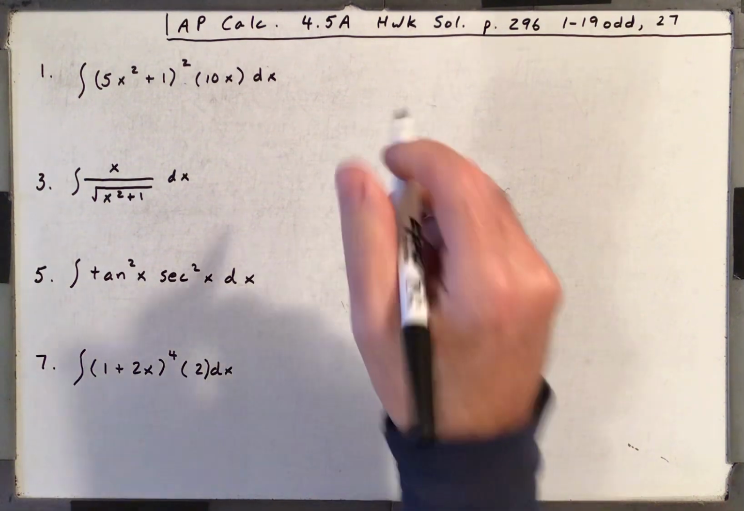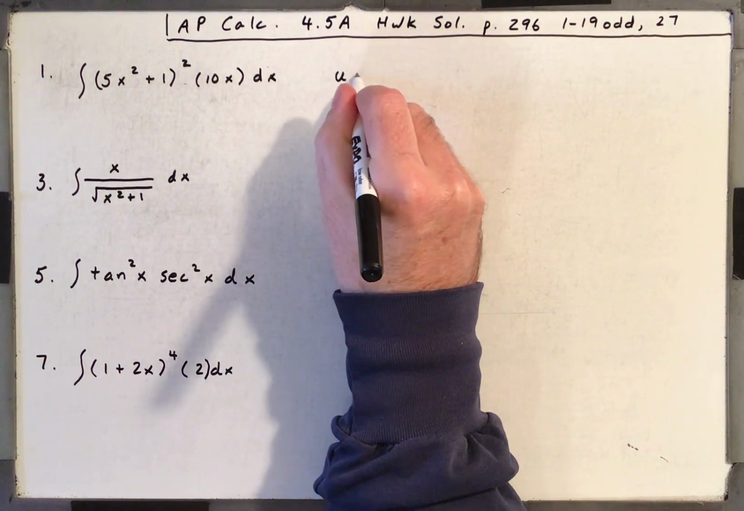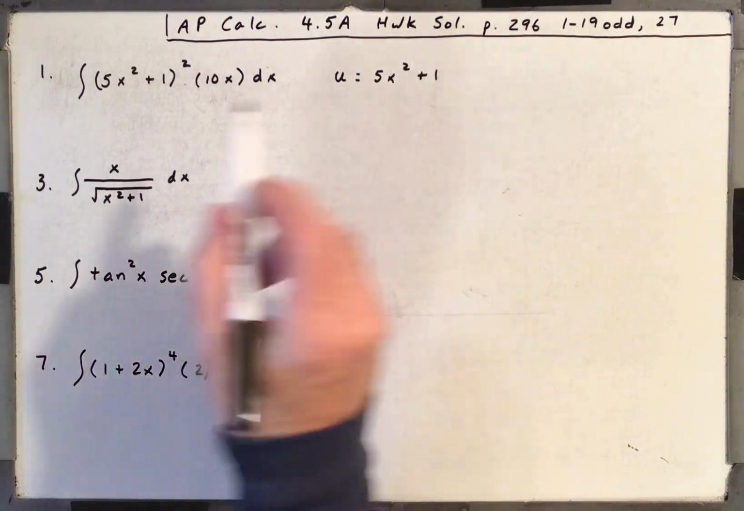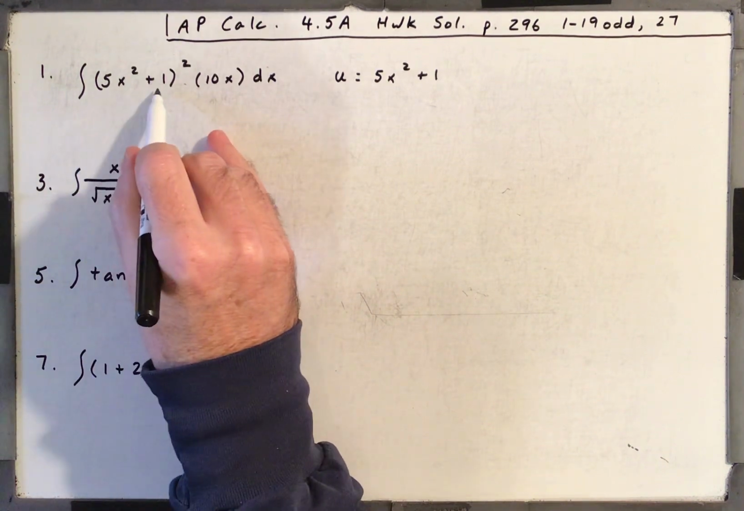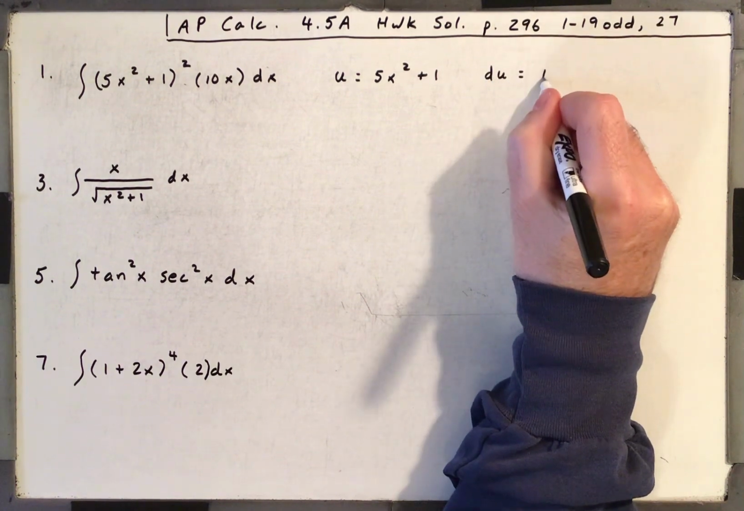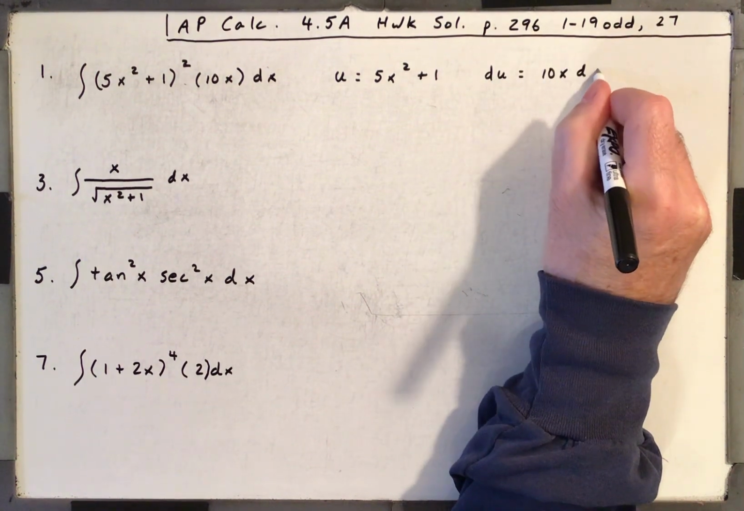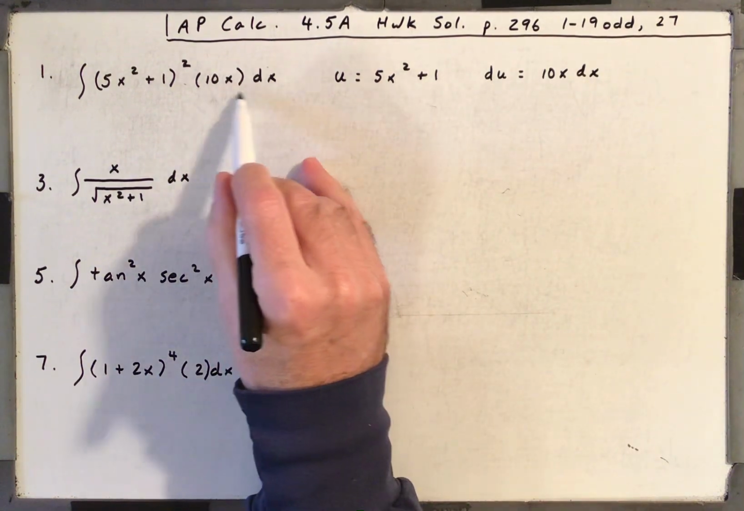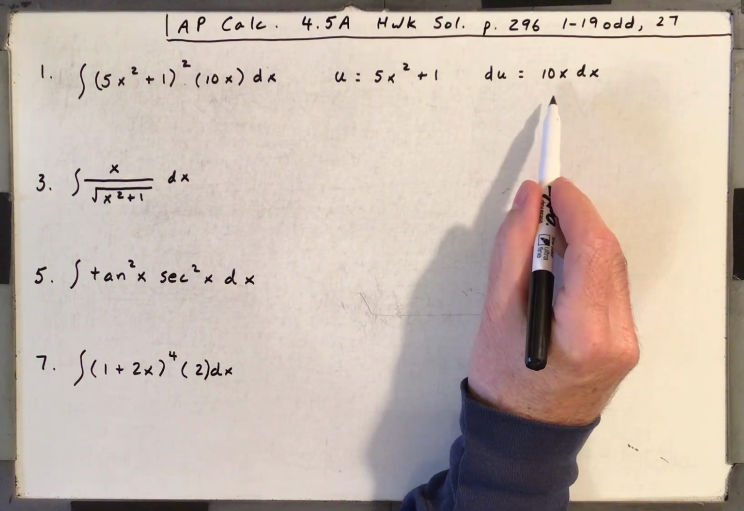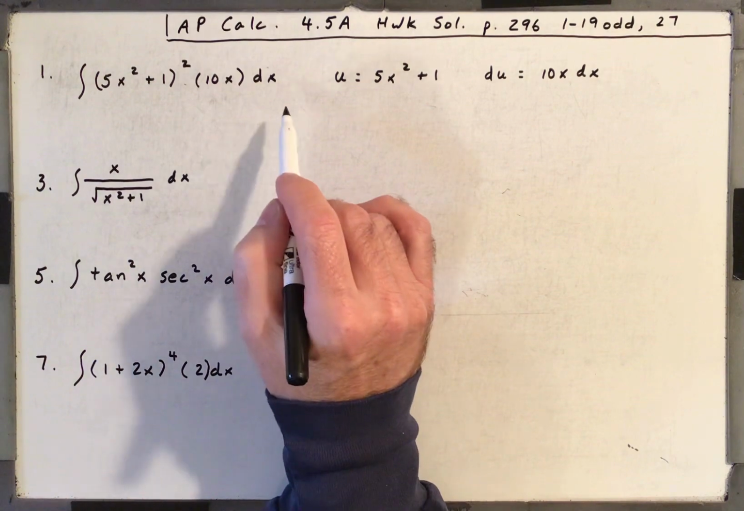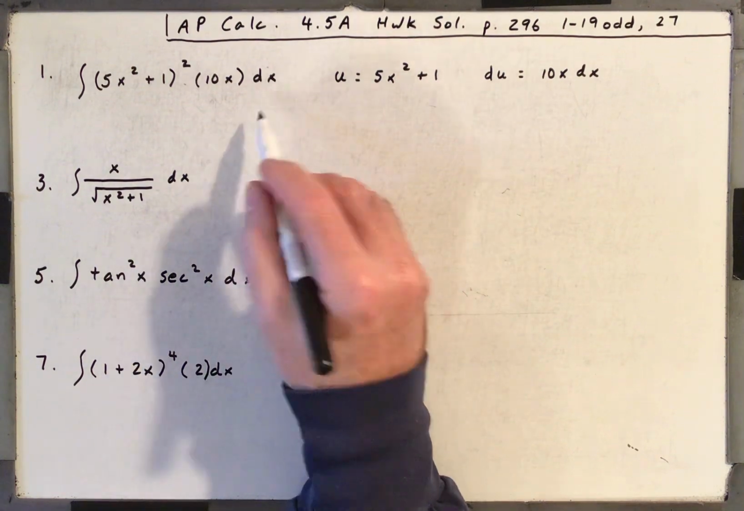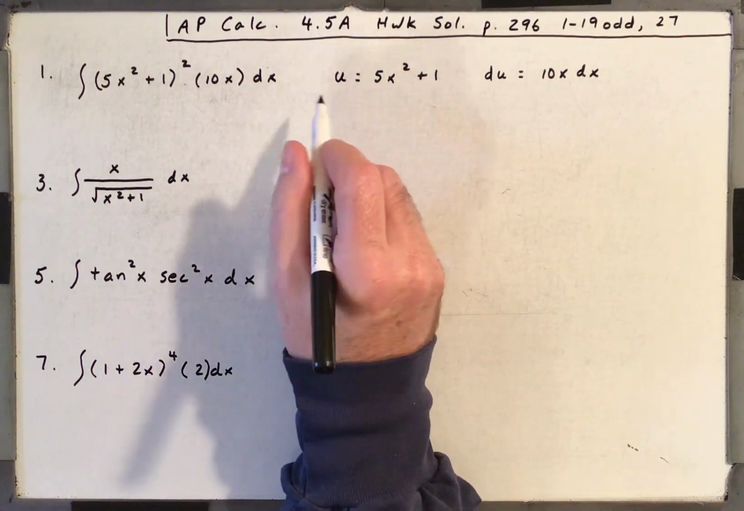So for number 1, what makes sense to be U is 5x squared plus 1, right? Because if you take the derivative of 5x squared plus 1, then du is 10x dx, which is sitting right here. Okay, we didn't even have to adjust by a constant on that one. So it didn't ask you to rewrite this, but I'm going to go ahead and do that anyway in terms of U, just to help you if you're struggling with this.